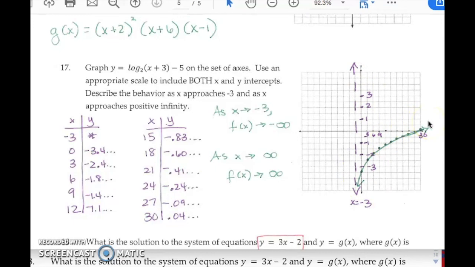Now, as far as describing this, here's what we need to think about. As x approaches -3. So here's -3 right here. As x approaches -3, what does the function do? The function goes down forever, right? So as x approaches -3, f of x approaches -infinity. And then as x approaches infinity, what does f of x do? Well, this is going up, up, up, up. So that would approach positive infinity also. So it would be good if you could at least write that in words, or write it symbolically too.